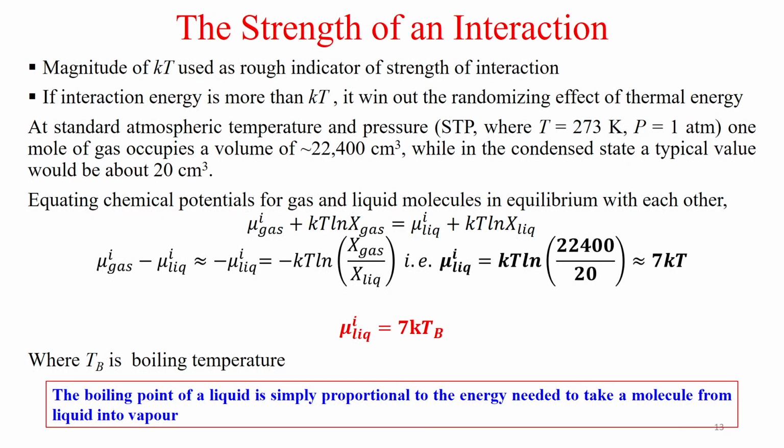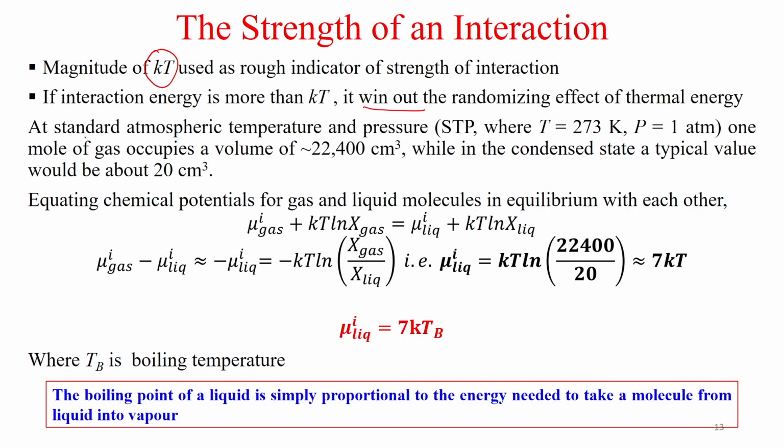Now, what is the strength of intermolecular interaction? Typically, we talk about it in terms of kT, the thermal energy. If the interaction energy is more than thermal energy, it is exceeding the randomizing effect of thermal energy, or you can say it is winning out over the randomizing effect of thermal energy. So, typically if its value is kT or more, we call it a strong interaction. If it is less than kT, we call it a weaker interaction.